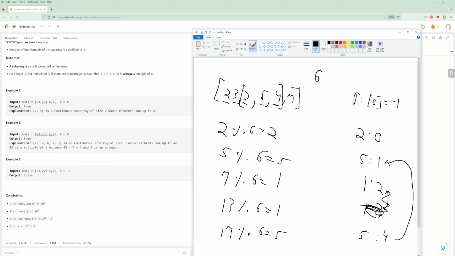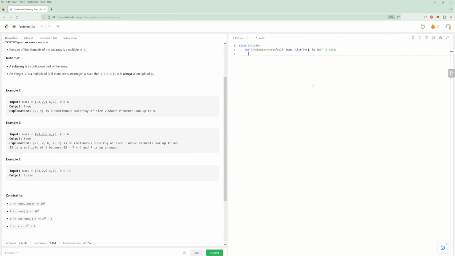So our algorithm is just we go through, we check for mods, and then we check have you seen this mod before. And if we saw the same, if you have a number that has the same mod by the key, that means there is a subarray that is a multiple of k by definition of mods. So let's do that. We're going to code this up now.